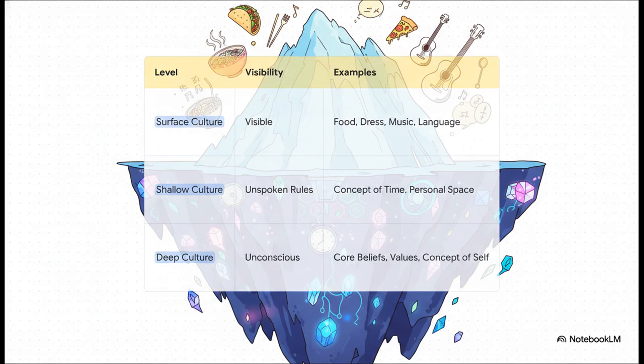And this table just illustrates those layers perfectly. You've got the surface culture, right, the stuff we can all see. But just below that is shallow culture. These are the unspoken rules. Things like, how close do you stand to someone? What does being on time really mean? And then you go way down to deep culture. This is the unconscious stuff, core beliefs, our values, our concept of who we are. That's where the big misunderstandings happen.